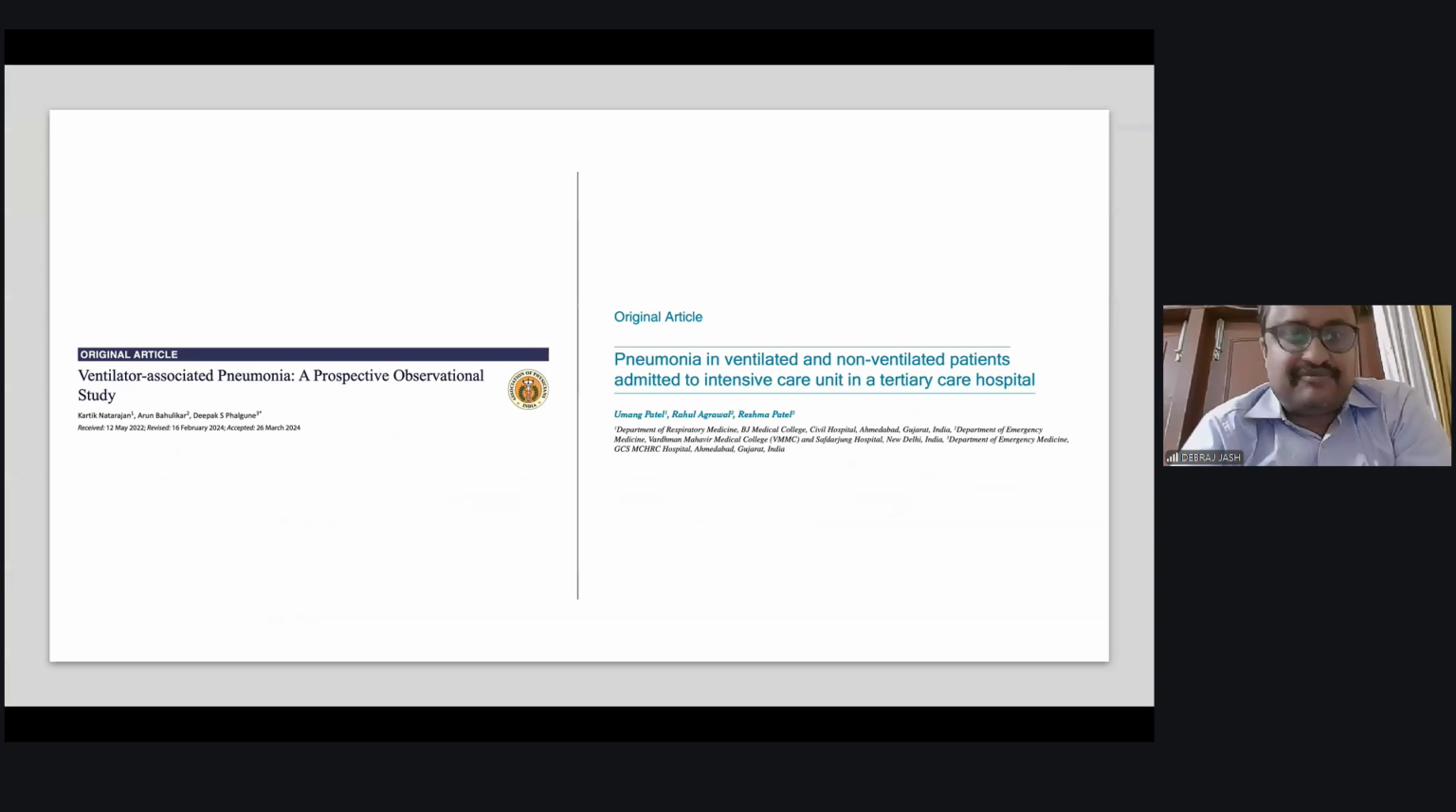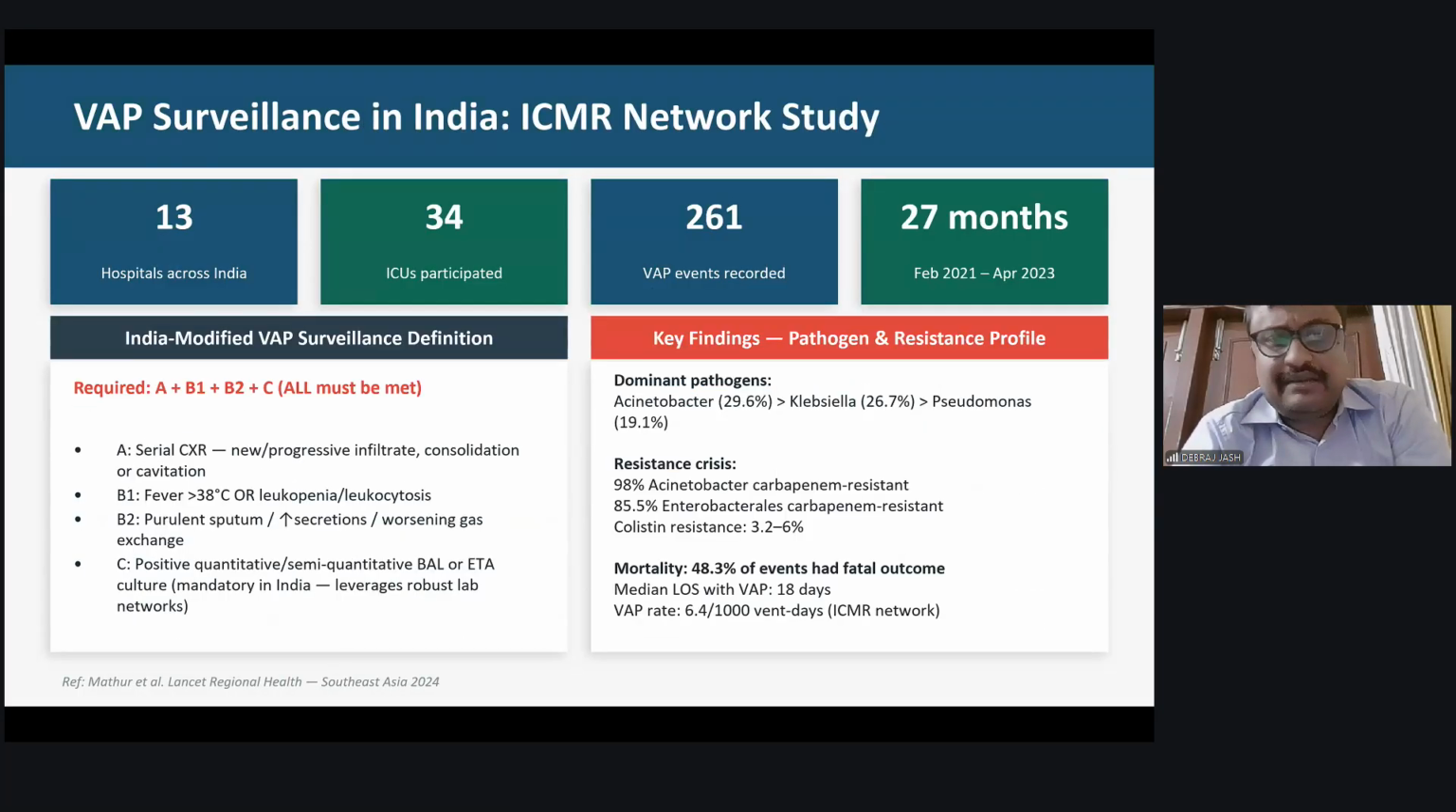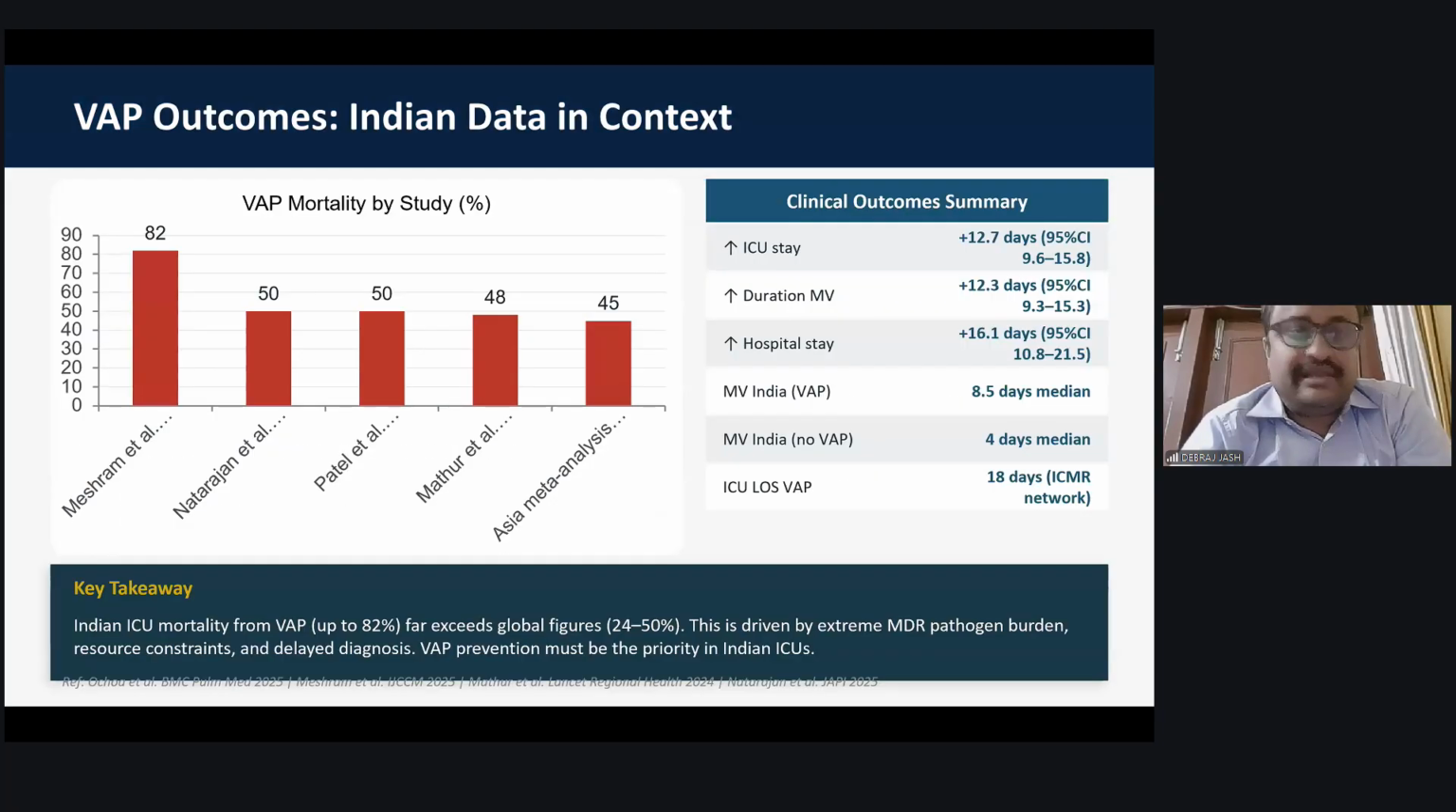If we see VAP in Indian ICUs, I already told you the most common pathogen is Acinetobacter. It varies from ICU to ICU. In some ICUs, Klebsiella and Pseudomonas are also very common. So how should we monitor in the Indian aspect? We should do serial chest X-rays if anything is developing, in many patients: fever, leukopenia, leukocytosis, purulent sputum or positive BAL or ET culture. These are the things we should do in the Indian context.